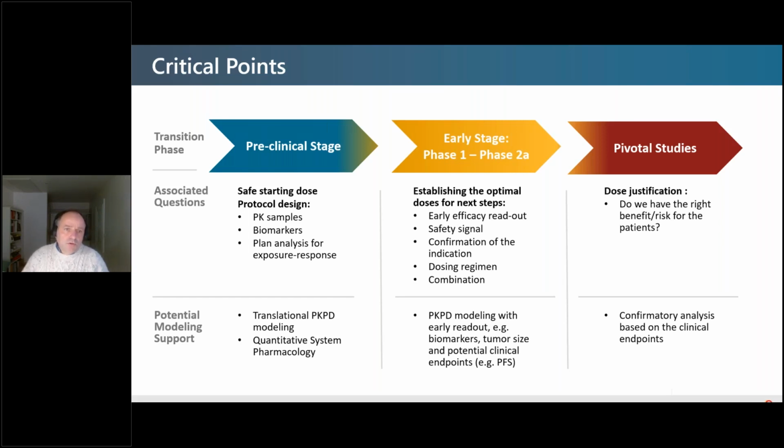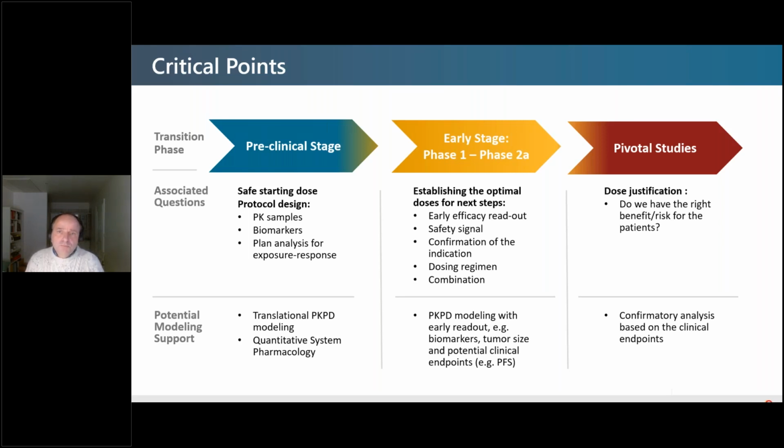What is a proper protocol design? We're talking about PK samples, we are talking about proper biomarkers to collect, and a plan to analyze the exposure response. To address this type of questions, we know that we can use translational PK/PD modeling to make the protocol design more appropriate and being more efficient in using our data from phase 1 and phase 2.